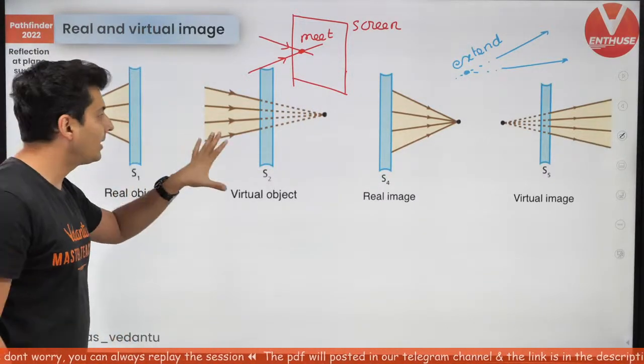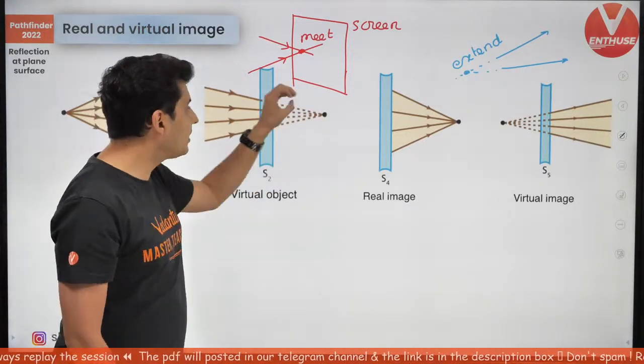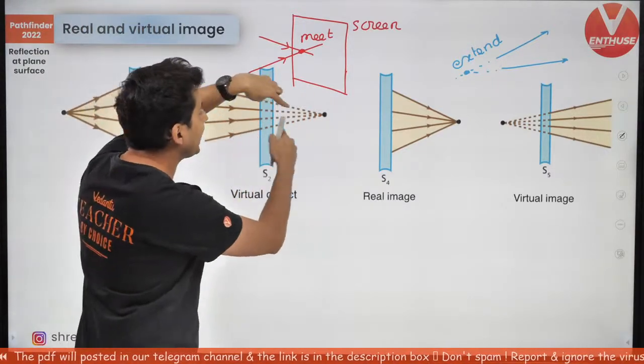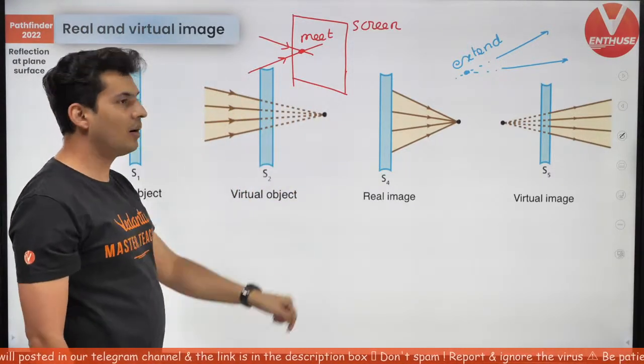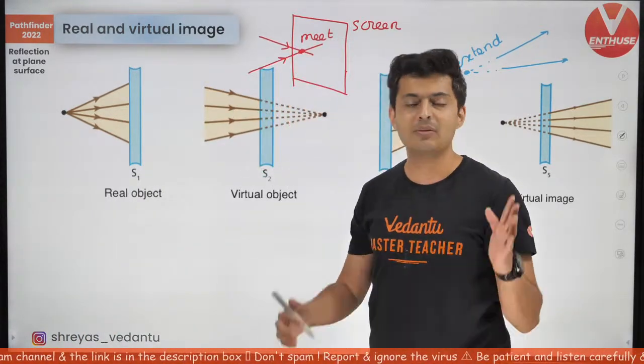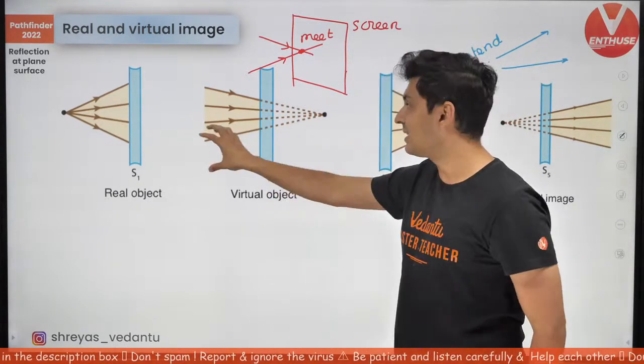Virtual object is when the rays appear to meet, but they do not actually meet. Only when you extend it, they meet. That's a virtual object. Keep this in mind. Alright, so what's a virtual object? Virtual object is when the rays appear to meet when you extend the rays.